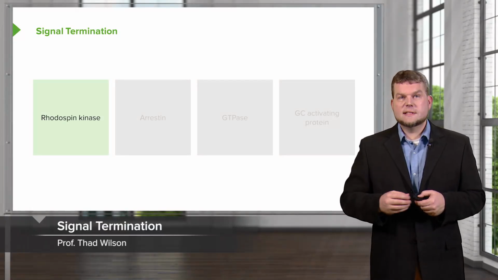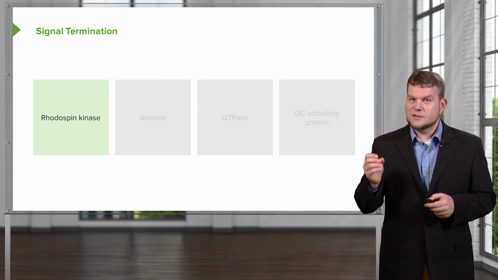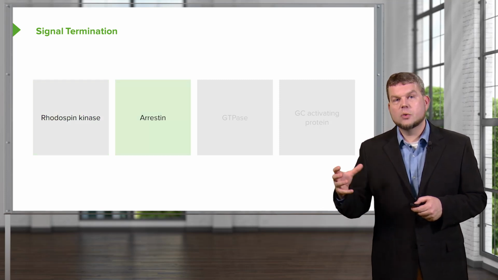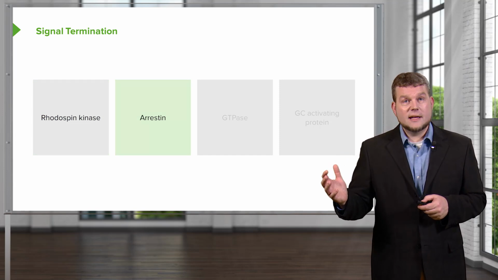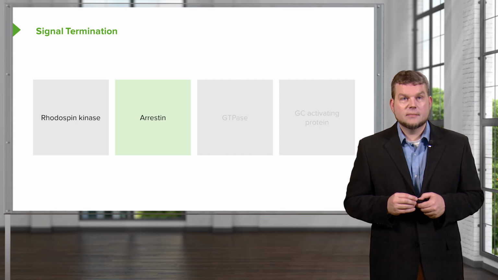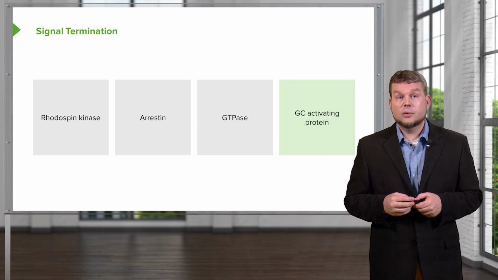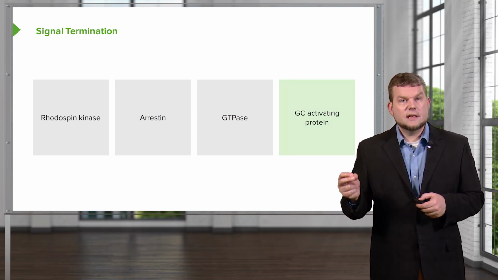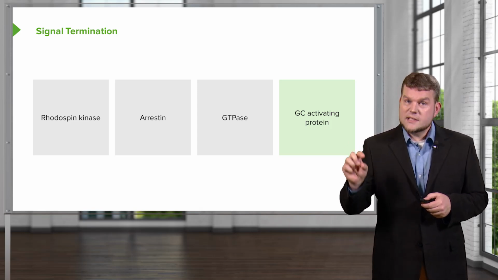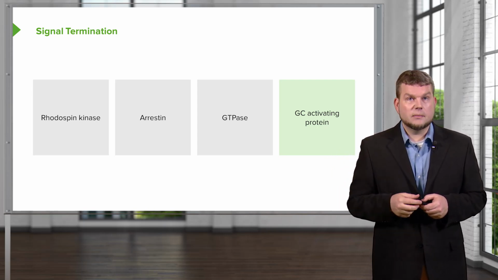How do you turn off this signal? It's an important process to be able to turn the signal on as well as turn the signal off. So rhodopsin kinase and arrestin work together to phosphorylate that opsin molecule and then keep it in that phosphorylated state. The GTPase and cyclic GMP activated protein changes the amount of cyclic GMP located within the molecule. And remember, the amount of cyclic GMP is what regulates that sodium channel from opening and closing.